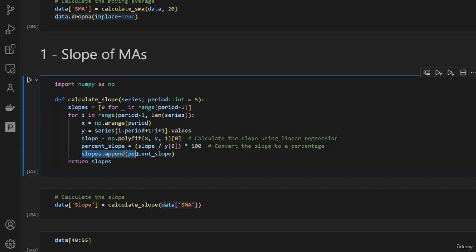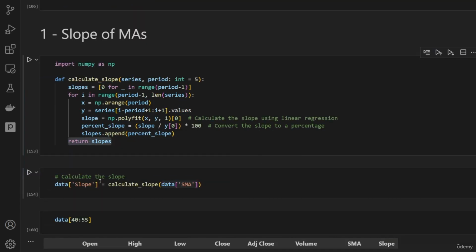We append this value into the list called slopes. Remember, the first 5 values were 0, and then we're starting to append whatever we get from NumPy here as a percentage slope. At the end, when the slopes for all the moving averages were computed, we return the slopes, which is a list here. Now we can create a new column in our data frame. So data slope is equal to the result of calculate slope on data SMA, the series containing the simple moving average which we got from the data frame.